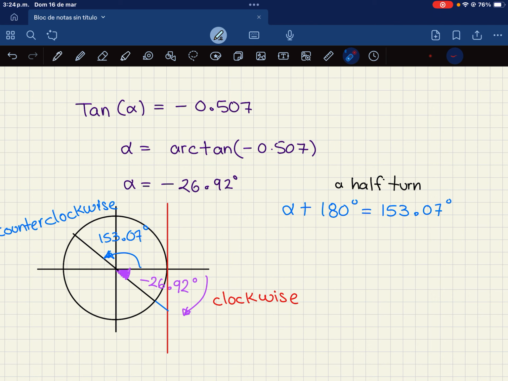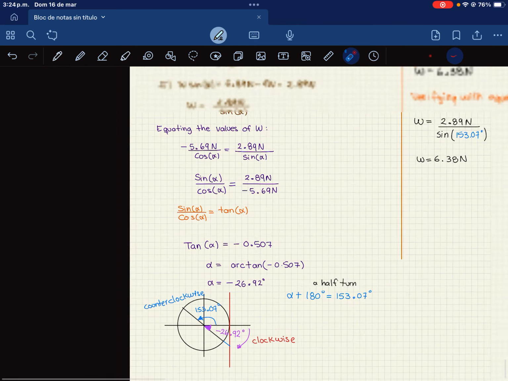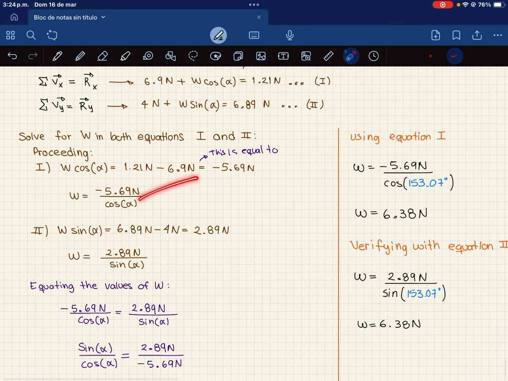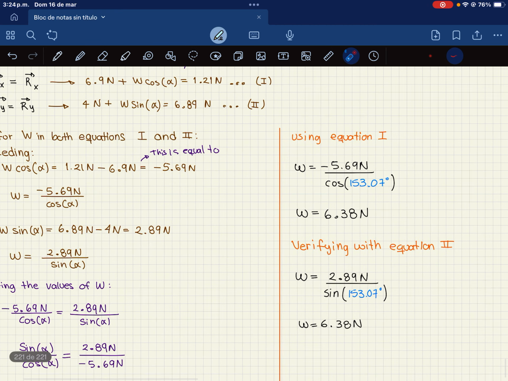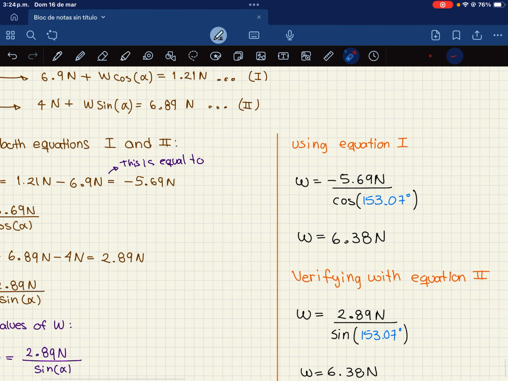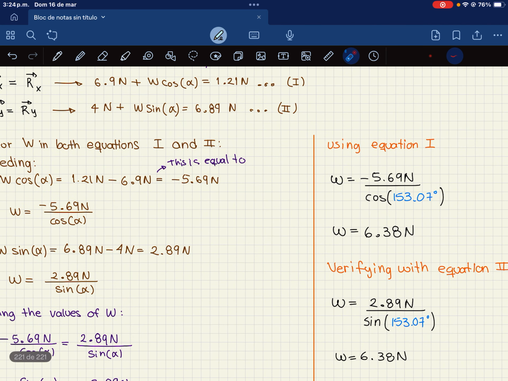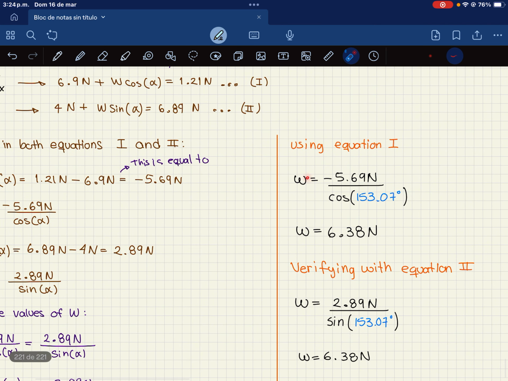Now we just need to evaluate this angle in any of the W expressions. This or this. Well, using equation 1, we have W is equal to minus 5.69 newtons divided by cosine of 153.07 degrees. Then W is equal to 6.38 newtons. Yay!